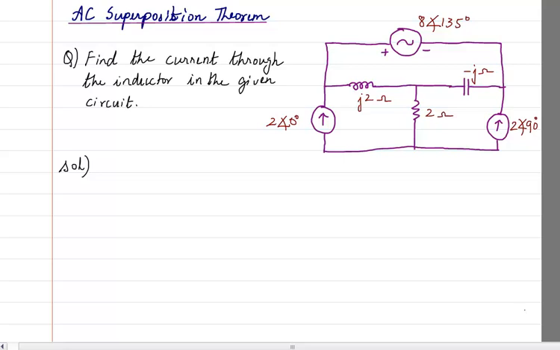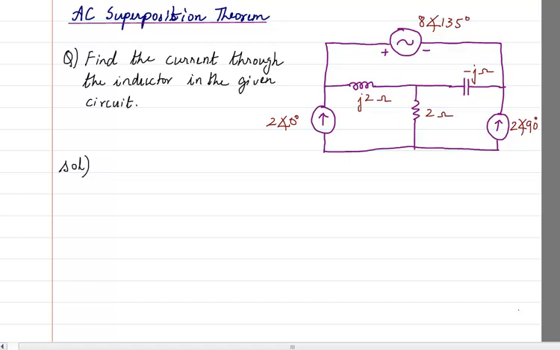Hello students, next let us look at the AC superposition theorem problem. As with the other theorems, here also there is going to be no change. It's just an extension of the DC superposition theorem. So we'll straight away move to the problem. Here we have three different sources and we have to find the current through the inductor.